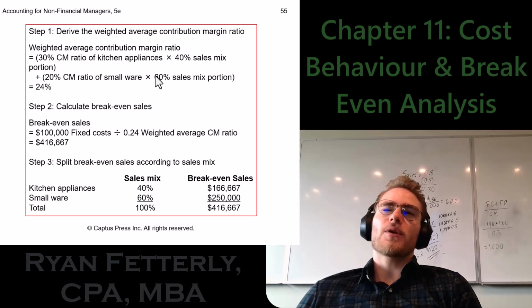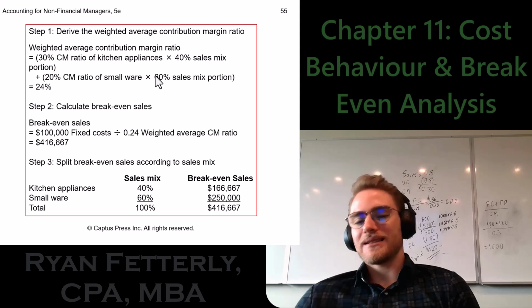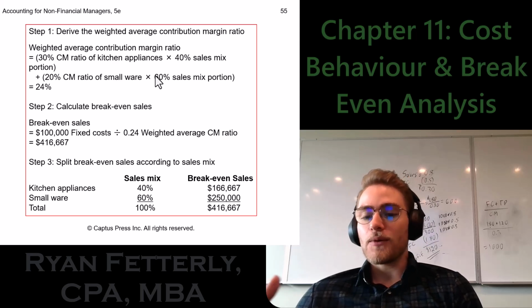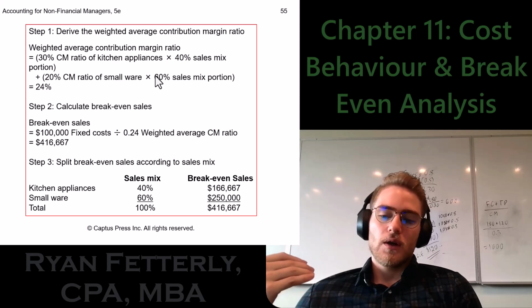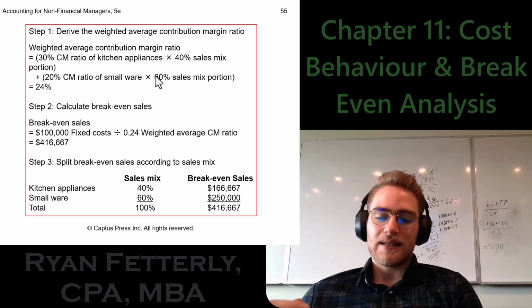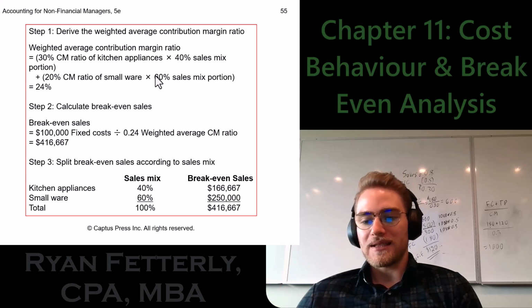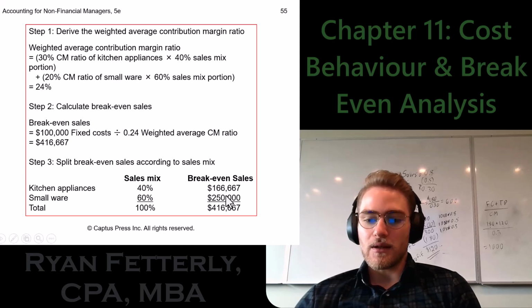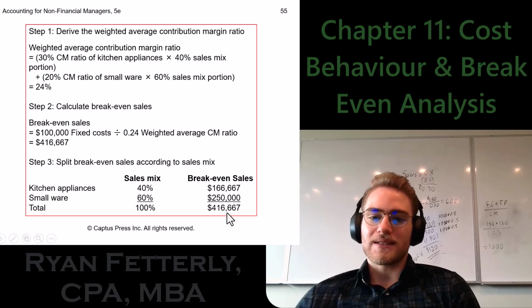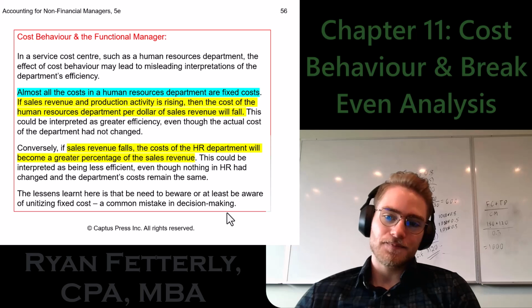Well, now you're going to say, okay, it's $416,000 in sales, but how much of that is kitchen appliances versus smallware, right? Well, then we just reverse engineer the formula. So we take that 416,000 and we multiply it by 40%. Because 40% of our sales are kitchen appliances, to get the $166,000 in sales that has to be kitchen appliances. And then we know that 60% of this 416 is going to be smallware, because 60% of our sales is smallware. So that means $250,000 is going to come from our smallware division, and add together, we get the total of 416. So we split it out based on the sales mix percentage.